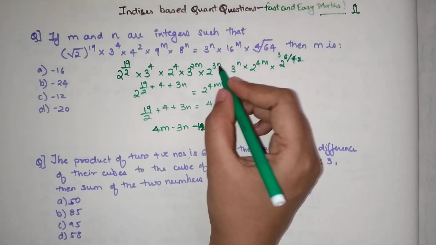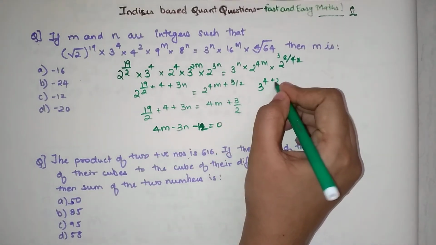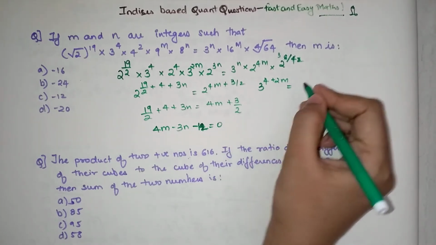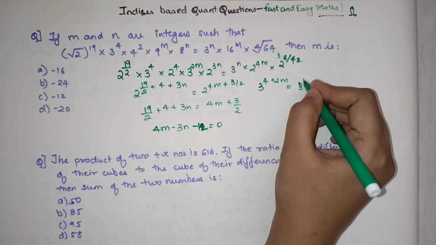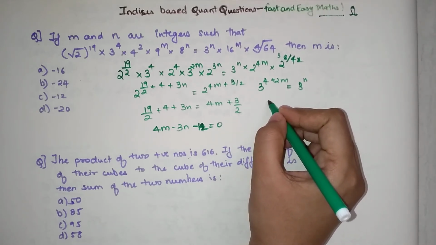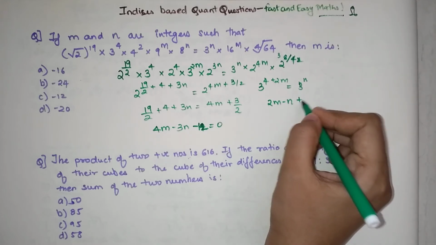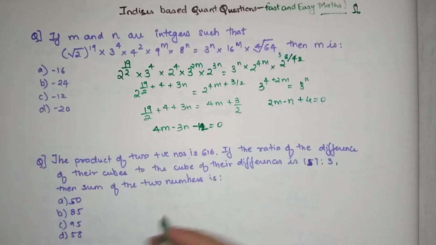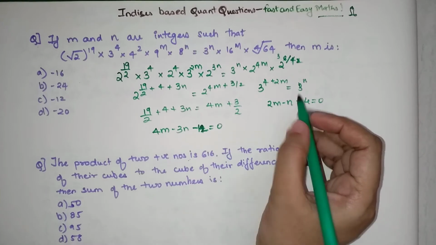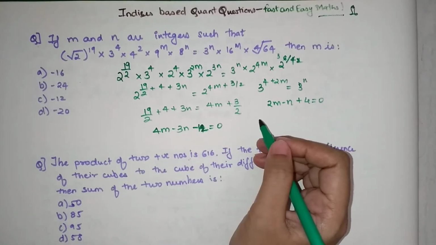And then let's equate everything on the powers of 3. So 3 raised to 4 plus 2m is equal to 3 raised to n. So my equation becomes 2m minus n plus 4 is equal to 0. And now you realize that both of these can be solved by simultaneous equations.